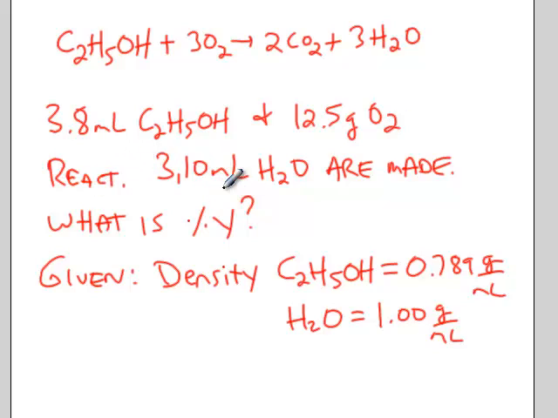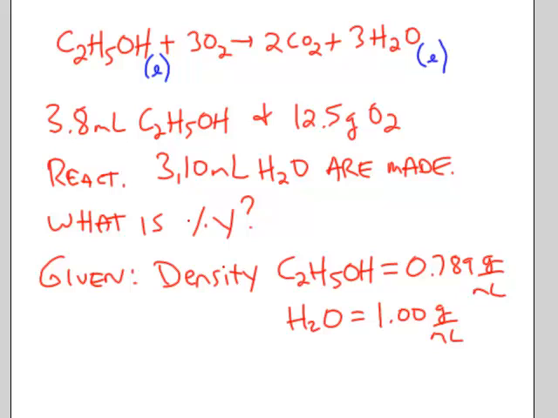We are told that we make 3.1 milliliters of water as the product, and from that we want to figure out what is the percent yield. So we're given some conversion factors with the densities. The ethanol and the water are both liquids, and in the lab it's easier usually to measure the volume rather than the mass. So we need the conversion factor of density to turn our volume into mass.